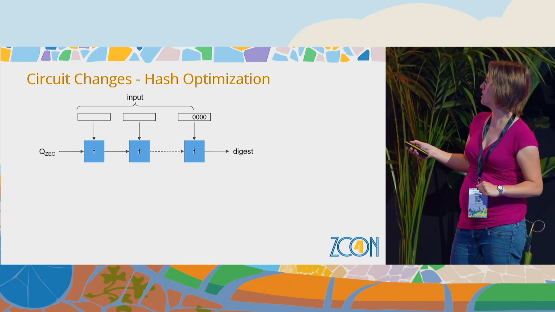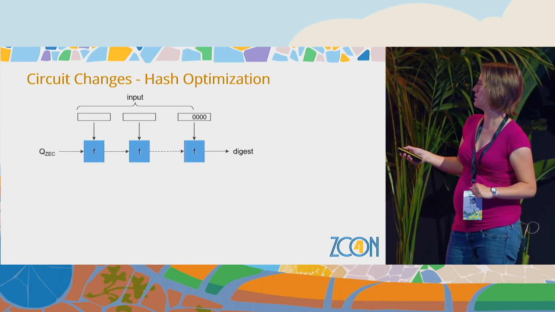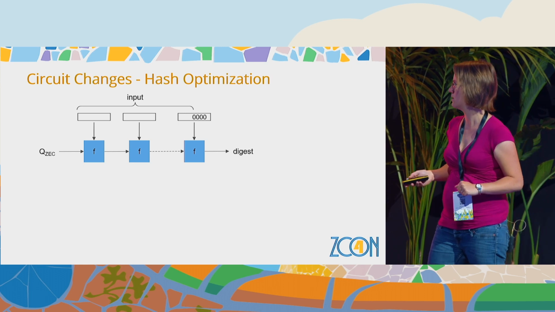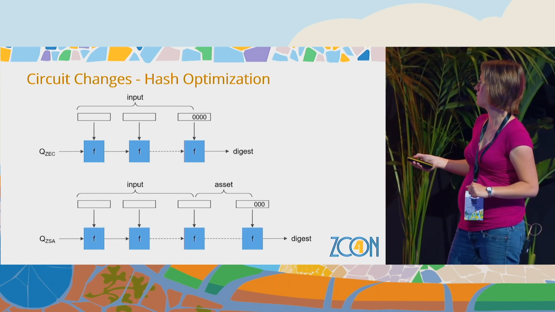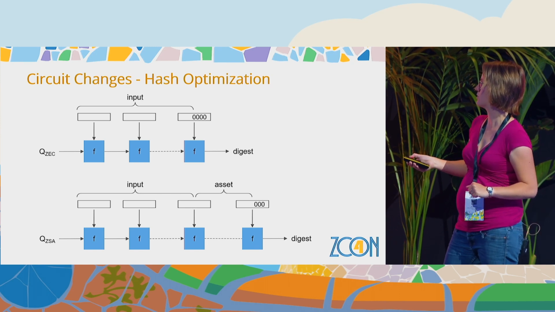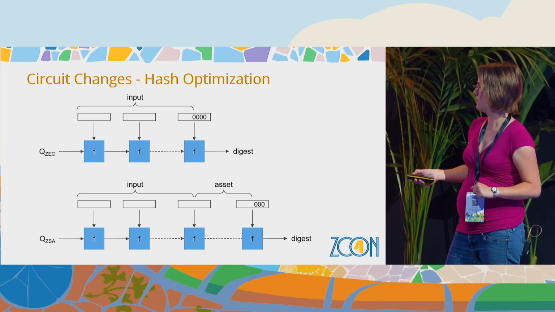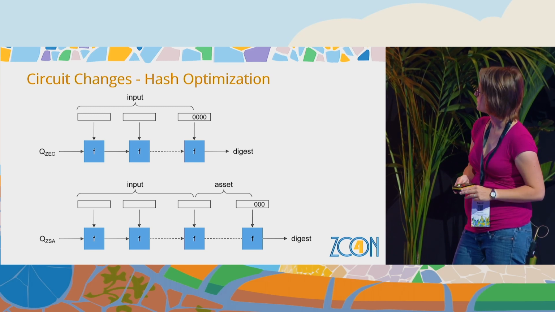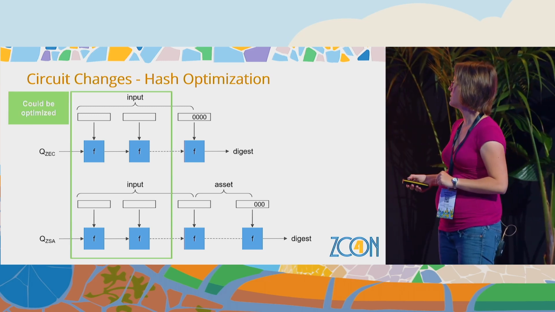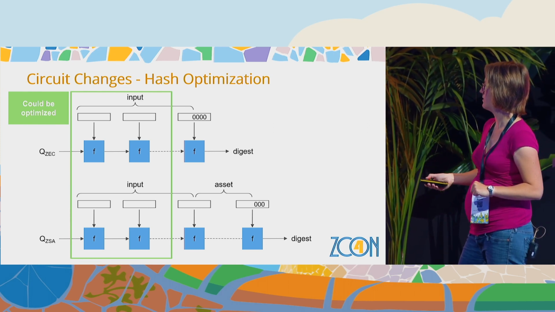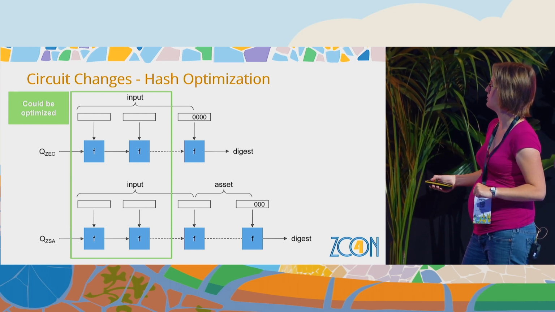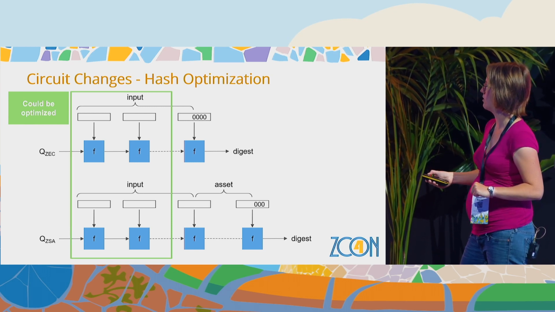So here it is the hash for the ZEC, because we have a ZEC input, and we use the Q ZEC initial point. For ZSA, it is quite similar, but we have more blocks, because we concatenate inputs and assets, and we use another initial point. And we could observe that for this part, we evaluate the function f several times, and we could optimize this evaluation just by performing all those f functions once.